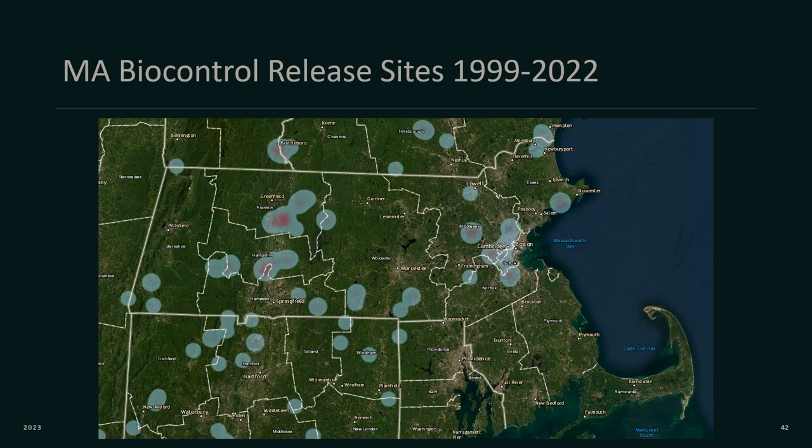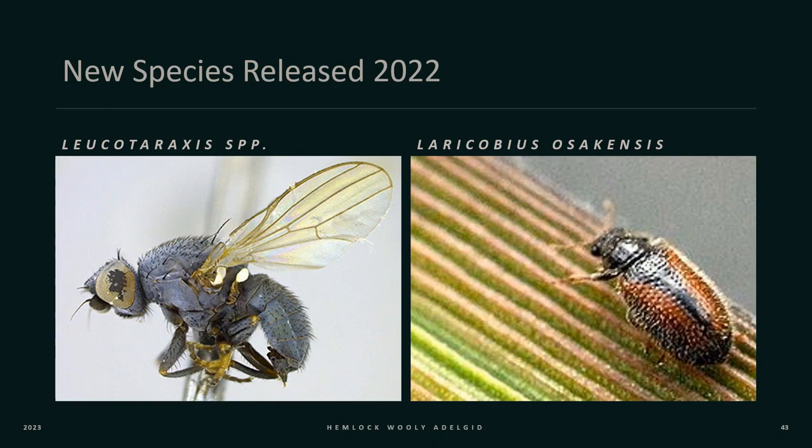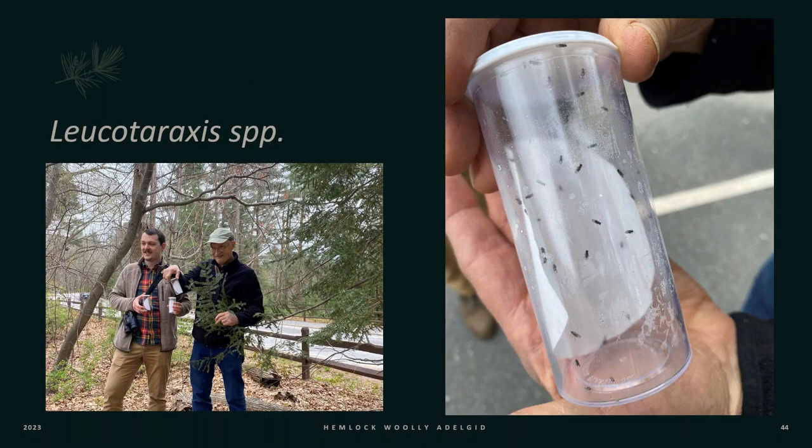But last year in 2020, two new biocontrol species were released. Leucotaraxis, which is a predator fly species, and there are two different species with that. And Laricobius osakensis, which is closely related to Laricobius nigrinus, but is from Japan, has a somewhat different landscape that it's used to, and may be better suited for our landscape here. The Leucotaraxis species are released by researchers with UMass in Joe Elkington's lab, and they are reared at Cornell at their facility.